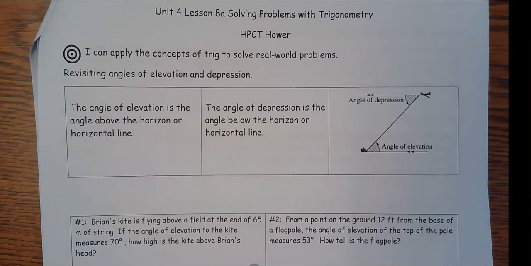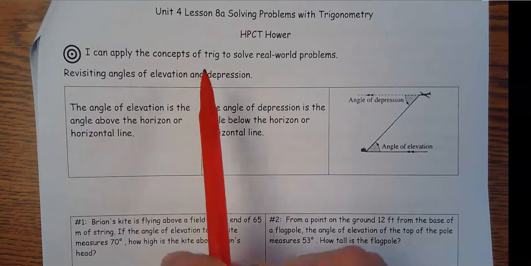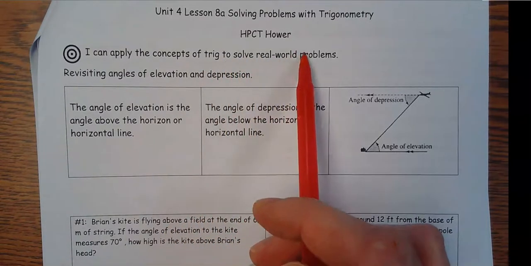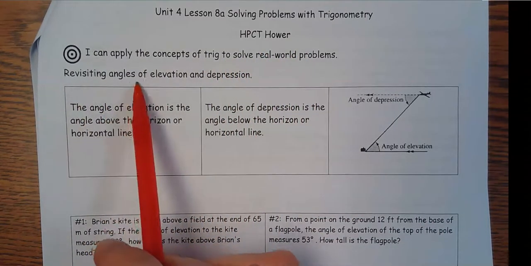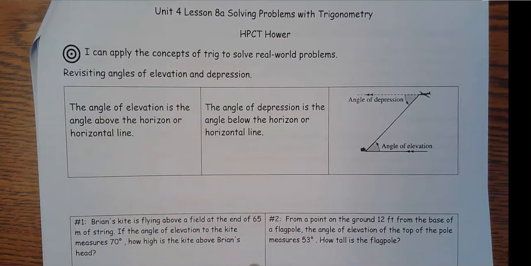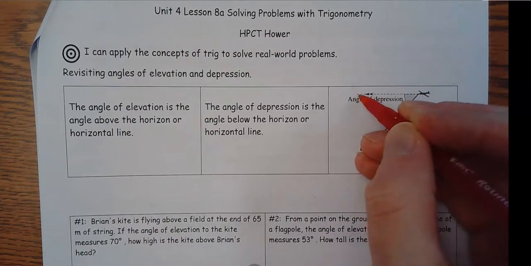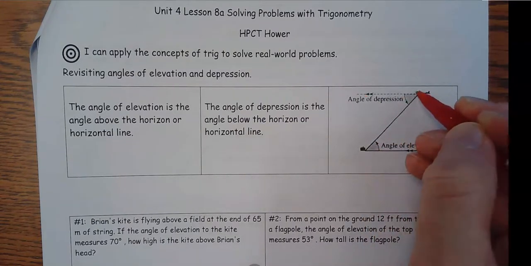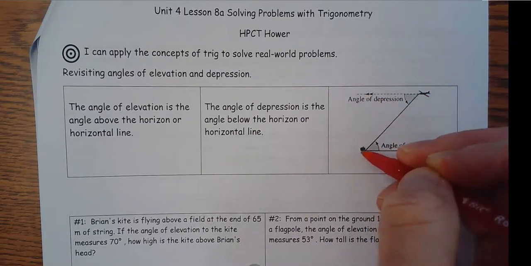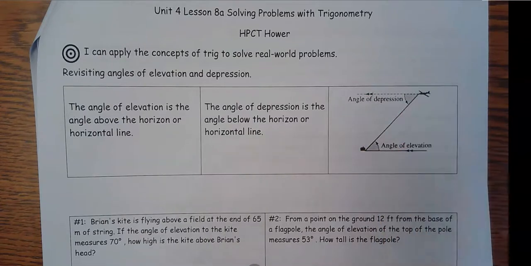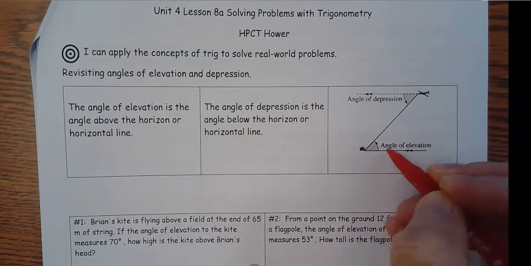So I can apply the concepts of trig to solve real-world problems. And so we need to revisit the angles of elevation and depression. So remember, if you're looking down at something, the angle from straight out to where you're looking is the angle of depression. Depression means going down, and then elevation would be if you're looking up at something.